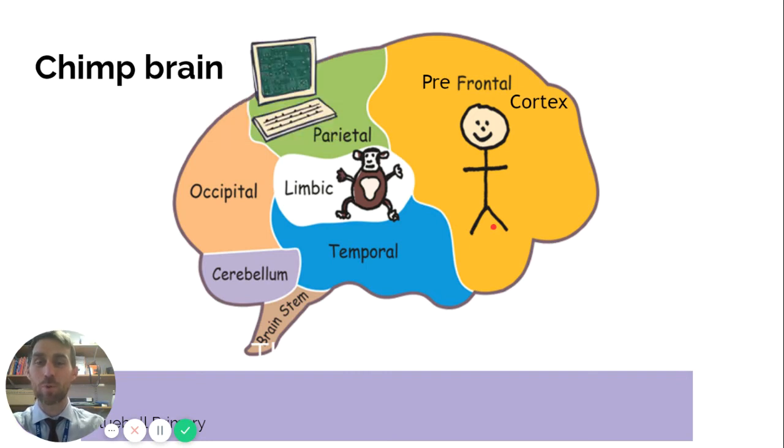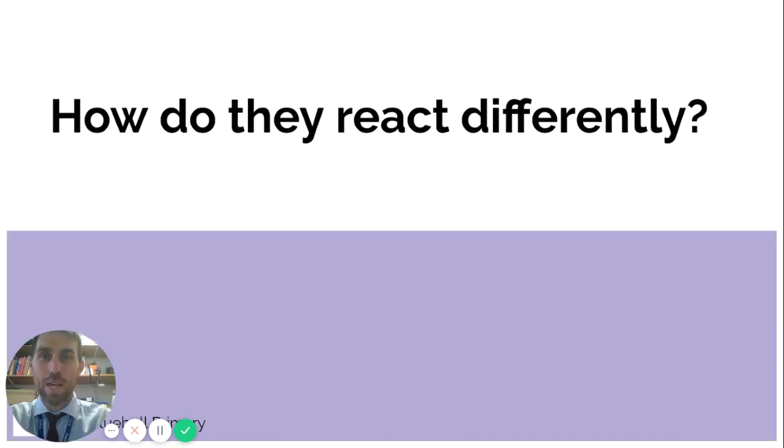And finally, another part that we have talked about, but we're not going to concentrate on today, is the computer part of the brain in the parietal part of the brain. I can never say that right. Parietal part of the brain. Anyway, so the focus for today is recapping. How do these parts of the brain react differently?